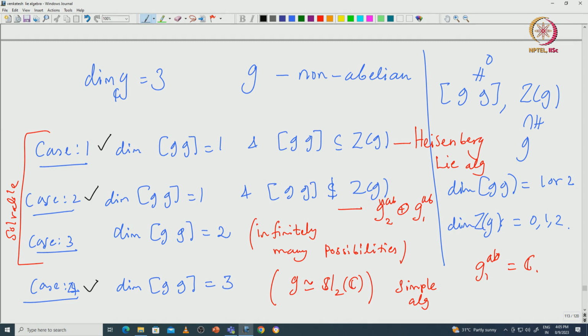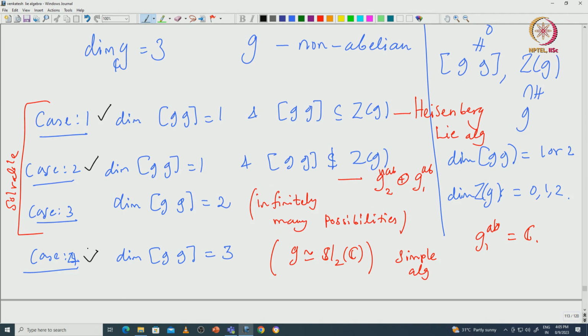ideas that will be used in classifying this case 3 will be already presented in all other cases. So, it is actually a very good exercise for you to think about this case 3. Okay. Now, let us focus on case 2, because case 1 is already done. Okay. Yeah, we still have not done case 2, case 1. So, let us focus on case 1.